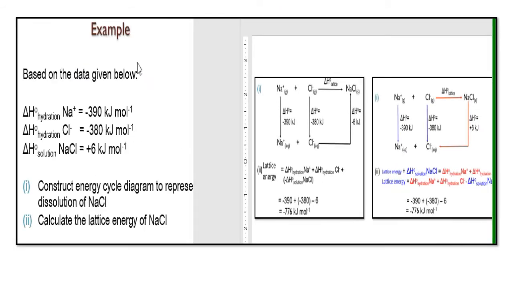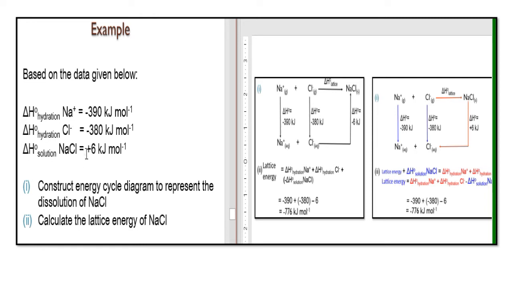Let's look at this example. Given the data below, enthalpy of hydration of sodium ion is negative 390 kJ per mole. Enthalpy of hydration of chloride ion is negative 380 kJ per mole. And the enthalpy of solution of sodium chloride is positive 6 kJ per mole. The question asks to draw the energy cycle diagram to represent the dissolution process of sodium chloride. First of all, you must know enthalpy of solution and enthalpy of dissolution are the same thing. The value and the sign stay the same, positive 6 kJ per mole. And then calculate the lattice energy of sodium chloride.